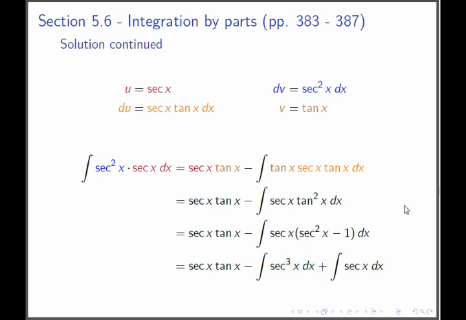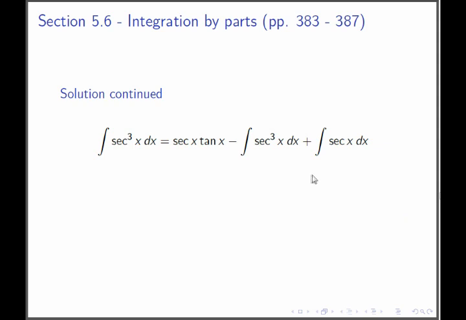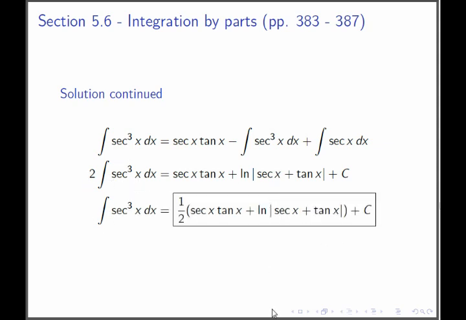So at this point, what we're going to do is write this full equation and basically solve for this integral algebraically. We're going to add this integral to both sides. And I get 2 times this integral that we want to compute is equal to secant x tangent x plus, okay, here's the formula for the integral that we came up with, and here's our plus c. So now to finish computing this integral, we just divide by 2.